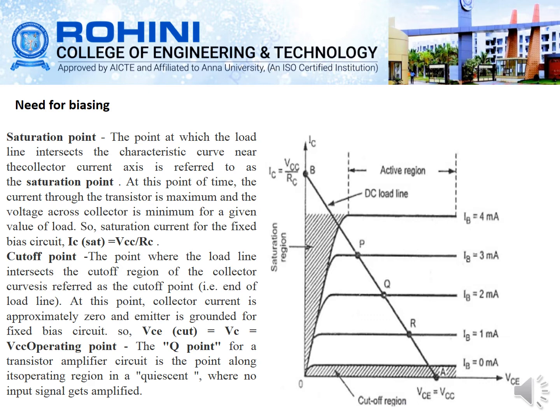At this point, the collector current is approximately 0, or the emitter is grounded. So VCE equals VCC at the operating point, which we call the Q point. We know that the Q point is nothing but the operating point. At the cutoff, no input signal can be amplified.